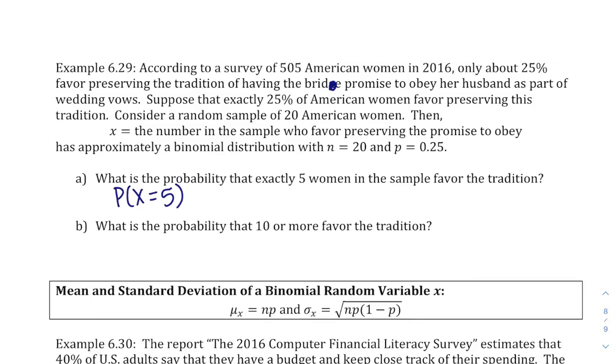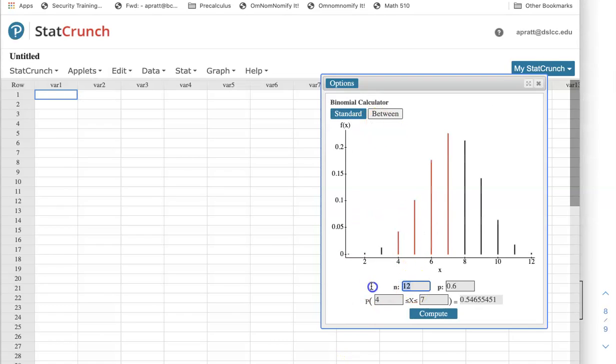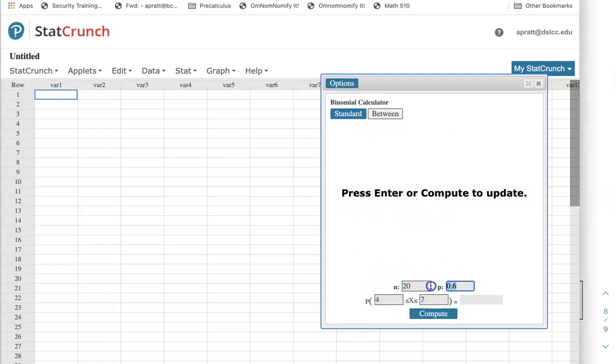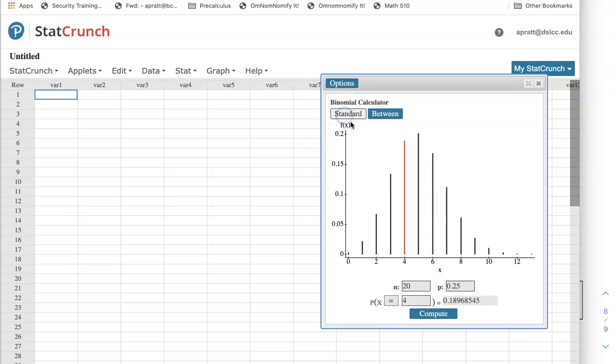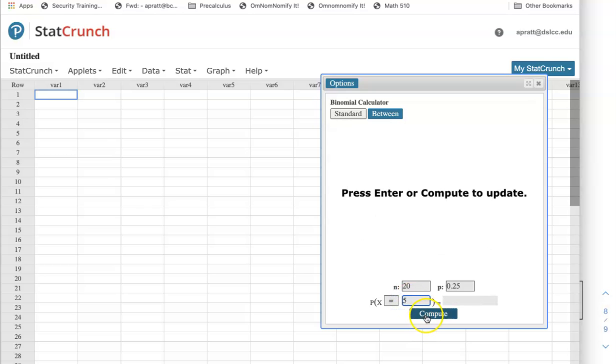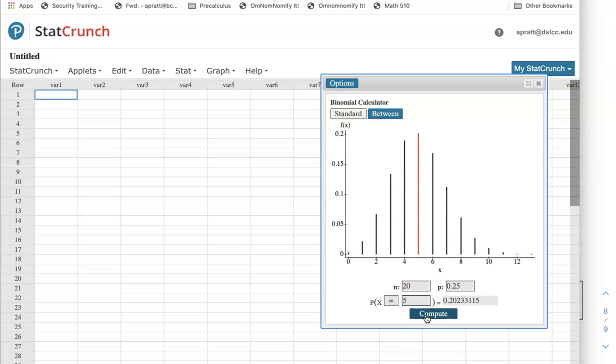So let's go to StatCrunch to do this. We need to change our number of trials to 20 and our probability of success to 0.25. And we also need to change to standard because I want exactly 5. So everything looks good. So we hit equal and we get 0.2023. And notice here they are creating this little histogram for us with these probabilities. And we'll be thinking of something kind of like this in one of the later chapters.